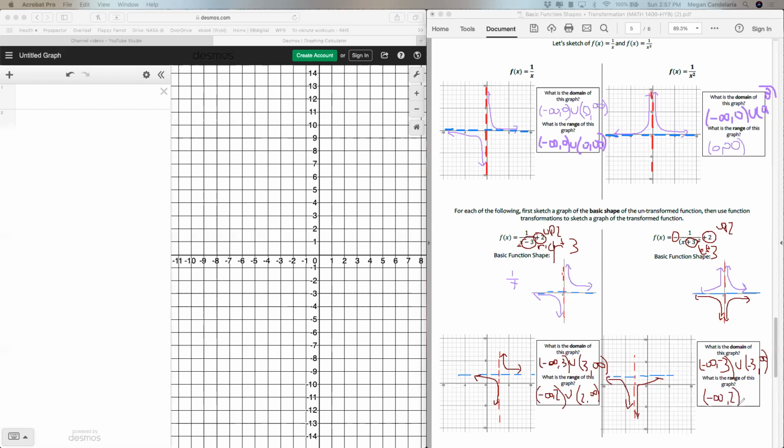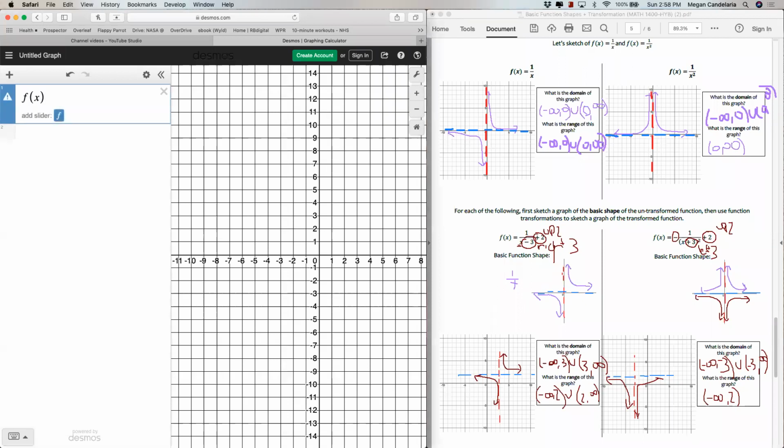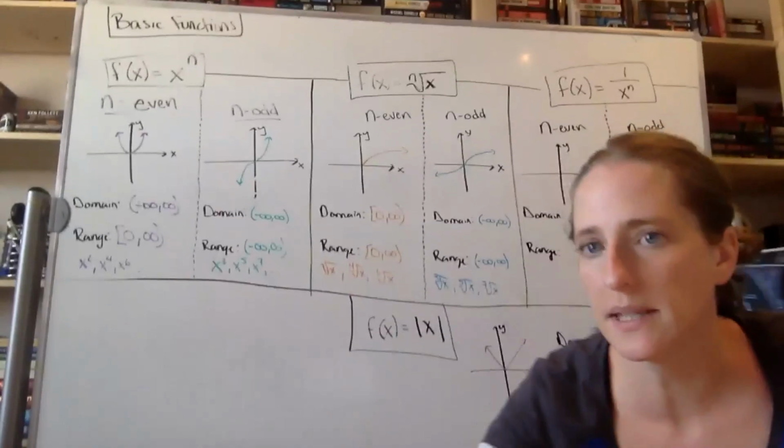So there's our range. And just for fun, since we've got it pulled up here, let's go ahead and look at this graph on Desmos. So f of x equals -1 over (x plus 3) quantity squared plus 2. Not bad, that looks pretty similar to what we've got there. All right, so there we go.